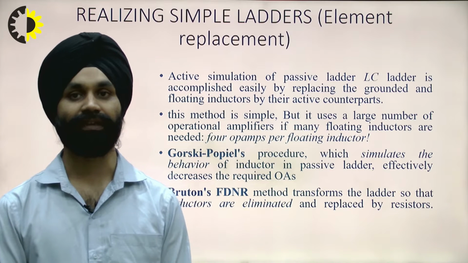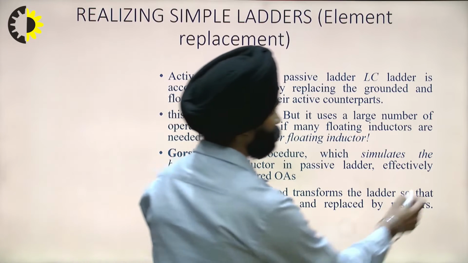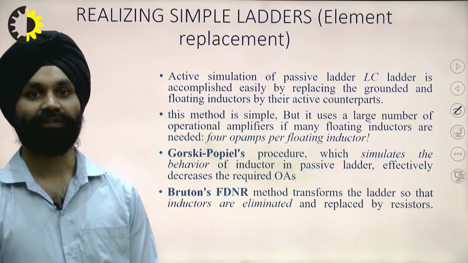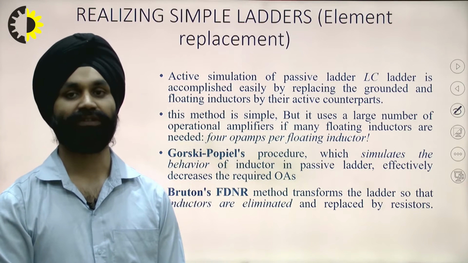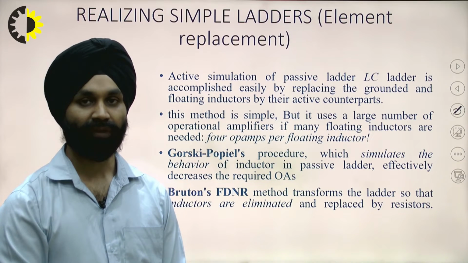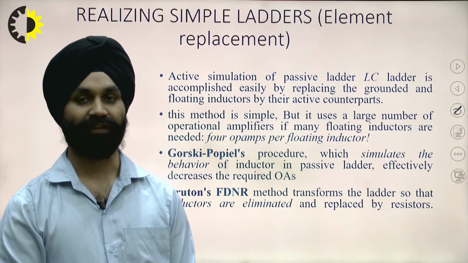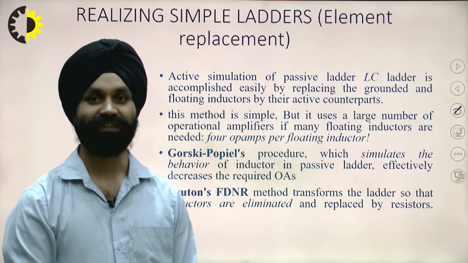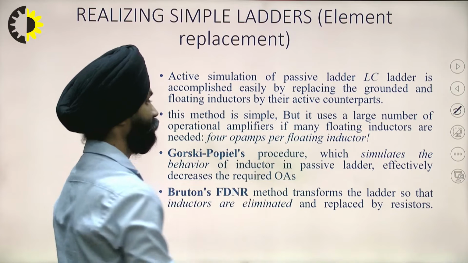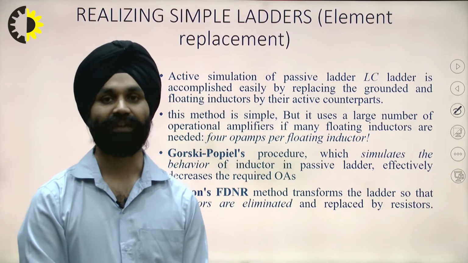The first one is the realization using element replacement. In element replacement, we have to use GIC circuits in place of L. But we have discussed that a larger number of op-amps are required to design a floating inductor. For example, if we use GICs, then for one inductor we need 4 op-amps, so it makes the circuit bulkier as well as costlier.